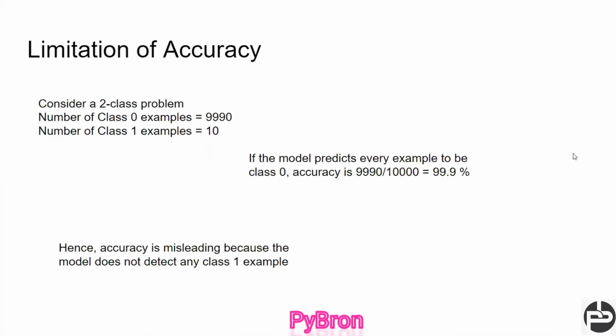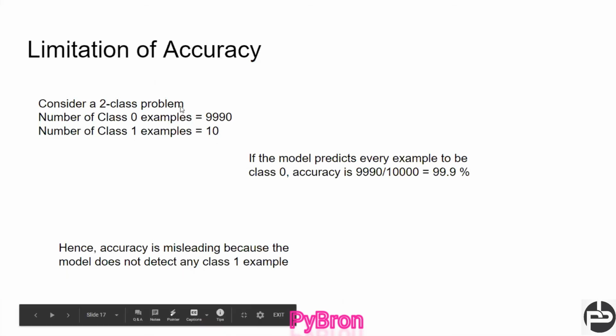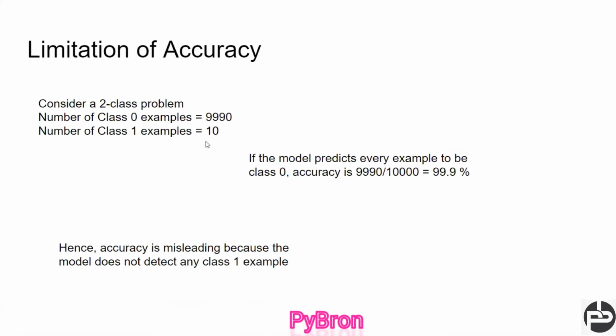You can see in this slide, the limitation of the cost matrix. Consider a two class problem where the number of class 0 examples is 9,990 and the number of class 1 examples is 10. If the model predicts everything to be 0, the accuracy is 99.9%. If you go with this accuracy, you will feel my model is giving the correct response. But actually it is not like that, because there are 10 cases where the machine should identify who has the cancer, but the machine is not able to identify anything as a 1.